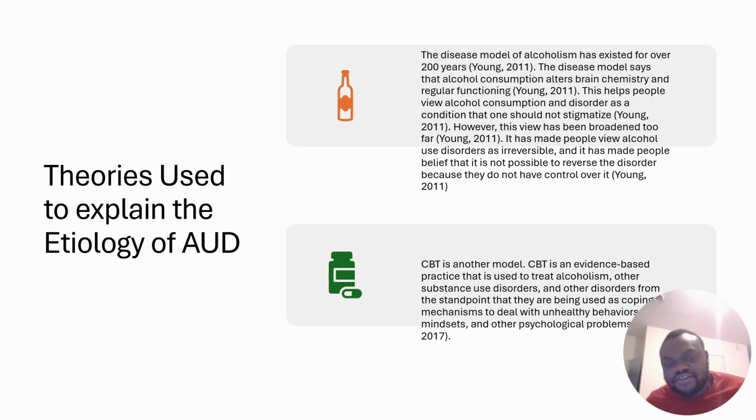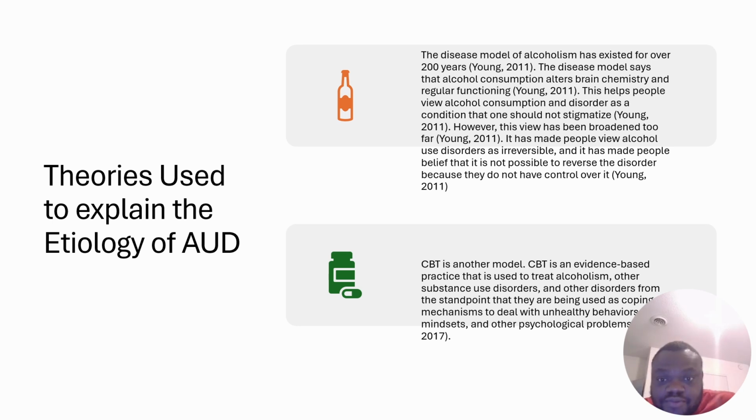Some of the theories used to explain AUD: there's the disease model of alcoholism. In the group I work with at Highlands, one of the therapists many times calls substance abuse a disease, and I also read some of it online in research articles. The disease model of alcoholism has existed for over 200 years.